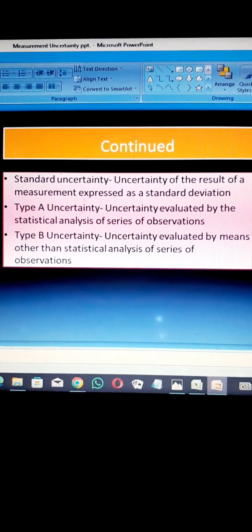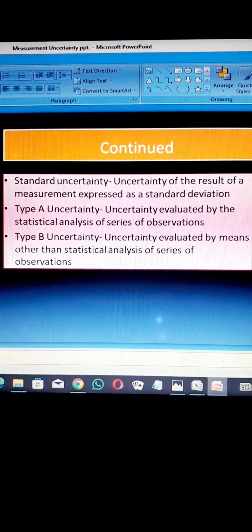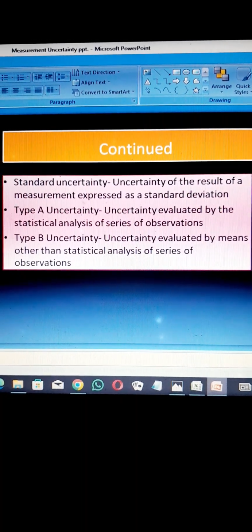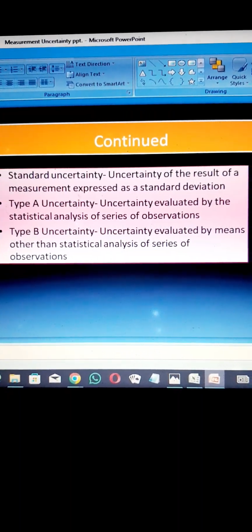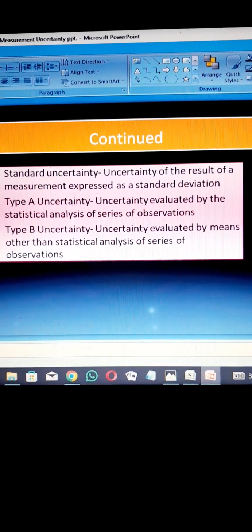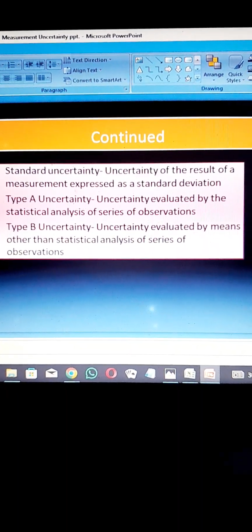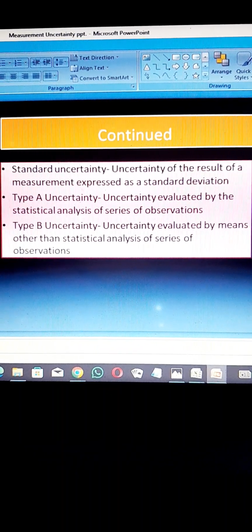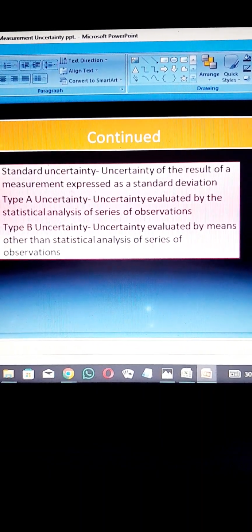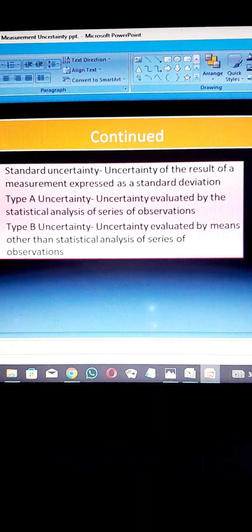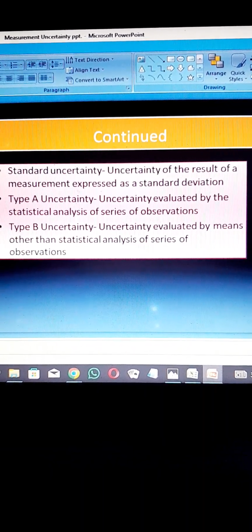Then come to type A uncertainty. Now, what is type A uncertainty? For the calculation of MU, there are two types of uncertainty involved. First one is type A, second one is type B. First, what is type A uncertainty? It means uncertainty evaluated by statistical analysis of a series of observations. And type B uncertainty is evaluated by means other than statistical analysis of a series of observations.